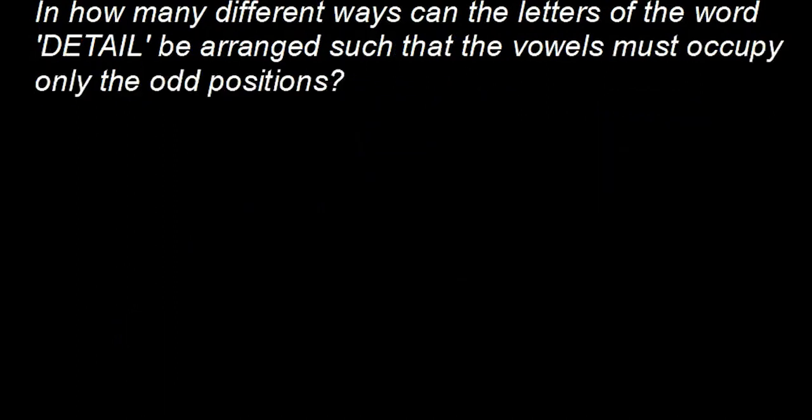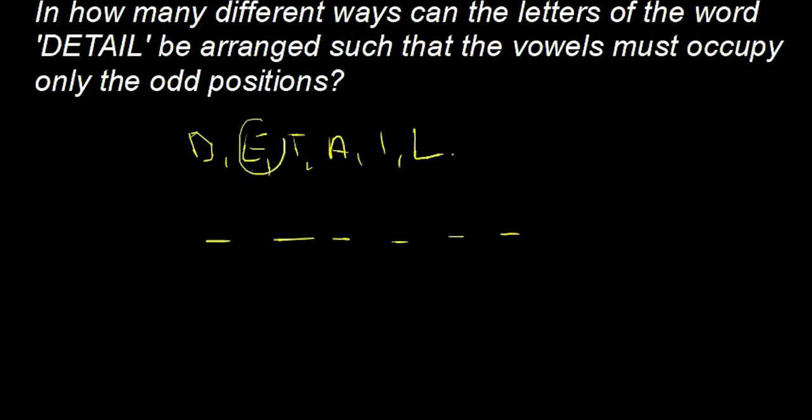Next question, in how many different ways can the letters of the word DETAIL be arranged so that the vowels must occupy only the odd positions? So this is quite different actually. D, E, T, A, I, and L. So 6 letters are there, so obviously 6 places are there. Out of them, the vowels should occupy the odd places. So what are the odd places?